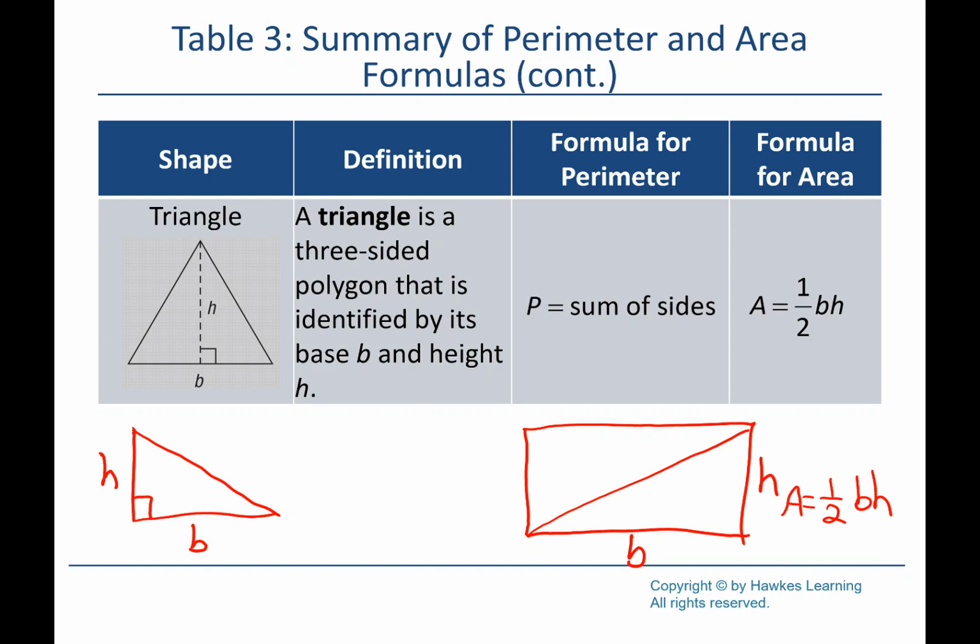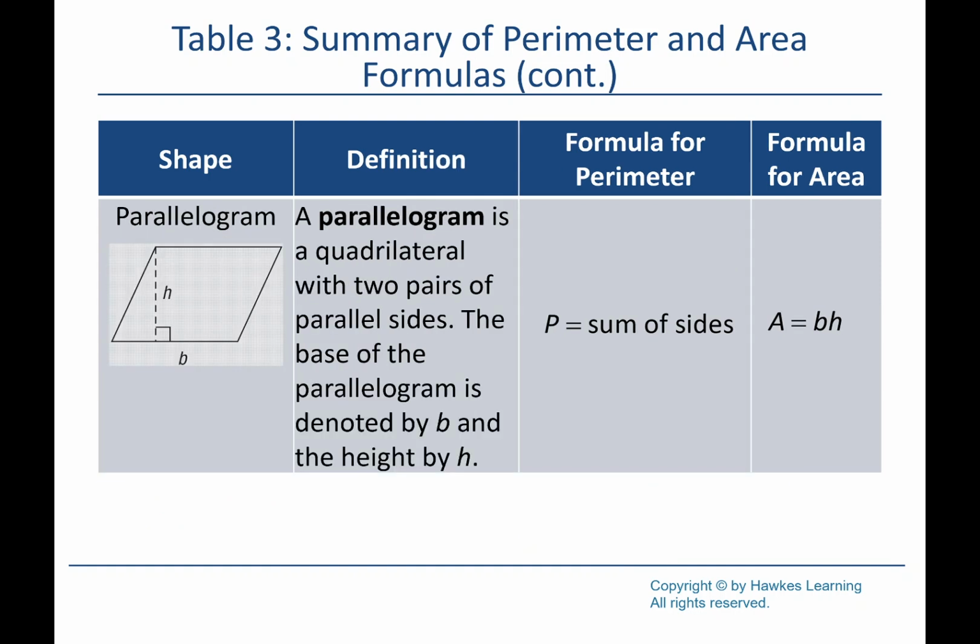We can have a quadrilateral with slanted sides that we call a parallelogram. So the idea with a parallelogram is two sides are parallel with each other, and the other two sides are parallel with each other. So a rectangle is a parallelogram, but a rectangle is a special parallelogram where the angles are 90 degrees.